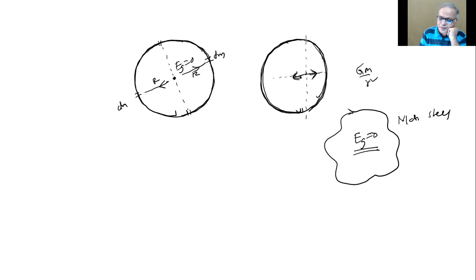Okay. So they both are opposite. Therefore, it's very reasonable, quite possible that EG equals 0. But this will happen because of specifically what I call the force being inversely proportional to R square.